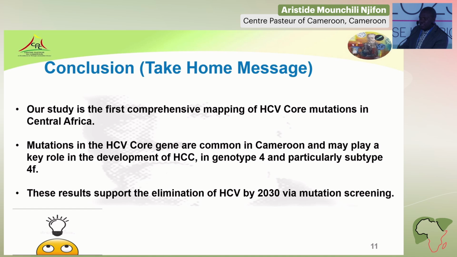Conclusion. Our study is the first comprehensive mapping of HCV core mutations in Central Africa. Mutations in the HCV core gene are common in Cameroon and may play a key role in the development of HCC in genotype 4, and particularly subtype 4F. These results support the elimination of HCV by 2030 via mutation screening.